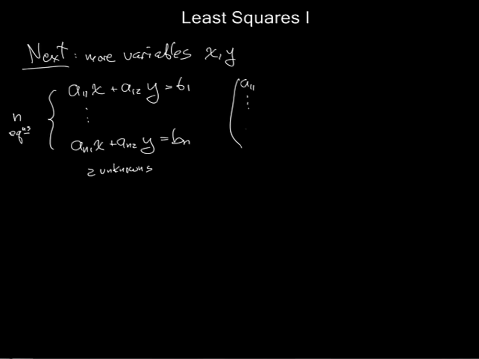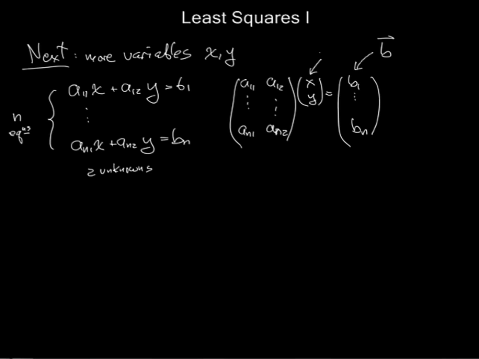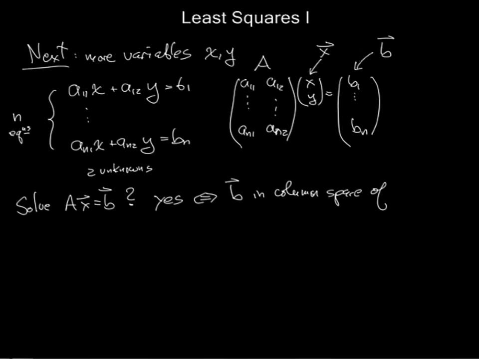So we do something similar. We make an n by 2 matrix here out of the a's, and we're looking at this equation like this. So let's call this vector b and this vector x and this matrix A. And can we solve Ax is equal to b? Well, one way to say it is we can exactly when b is in the column space of A. So pay attention here. This is an important point. If not, well, what do we do?